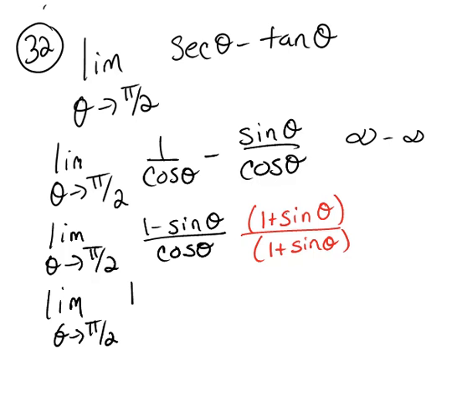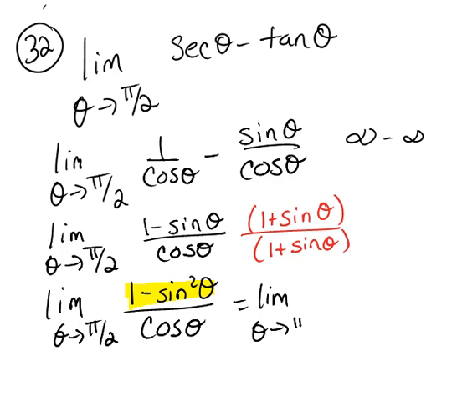So when we FOIL this out, the middle terms cancel out, and so you have 1 minus sine squared theta over cosine theta. Now, you remember from the Pythagorean identity that sine squared theta plus cosine squared theta equals 1, so you can solve that to see that 1 minus sine squared theta is really equal to cosine squared theta. So we'll write this as cosine squared theta over cosine theta. So since you have a cosine theta in the denominator and you have cosine squared in the top, you can cancel.